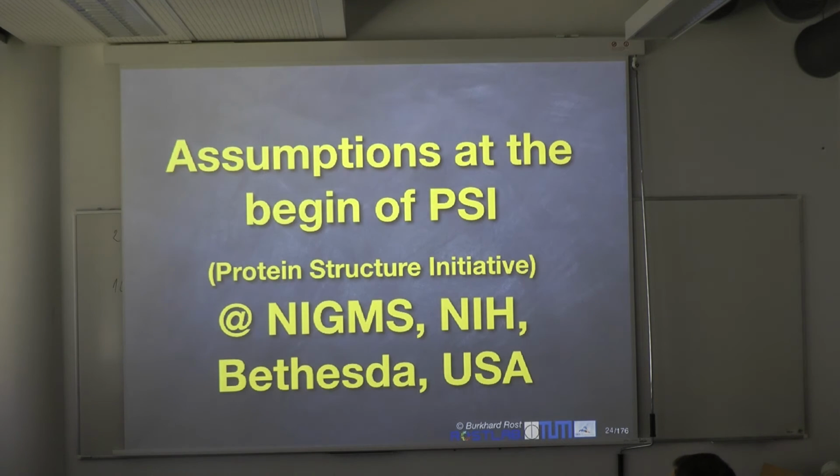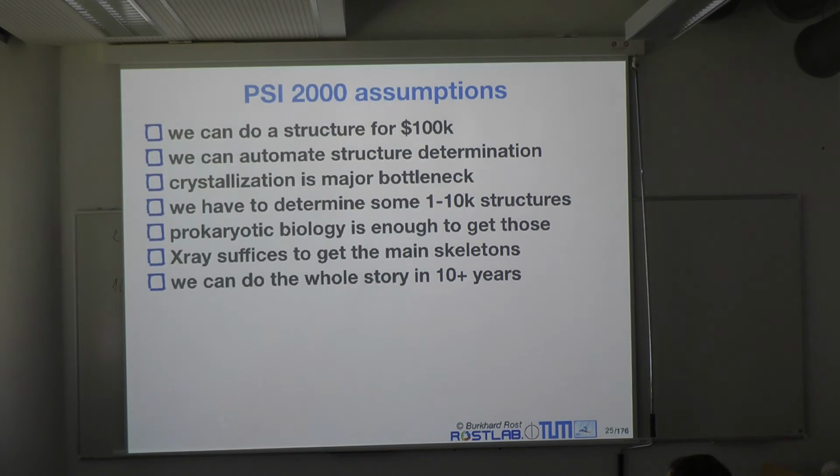Some of the assumptions that we had at the beginning of PSI, so in 2000, 15 years ago. One is that, in fact, 2000 it started, we can do a structure for $100,000. I already showed you that we can. But that at that point was an assumption. They were all equally valid assumptions. We can automate structure determination. Crystallization is going to be the major bottleneck, because historically that's what the people had seen. The major problem that they had, for instance, to get important proteins such as membrane proteins, was that they couldn't crystallize them.